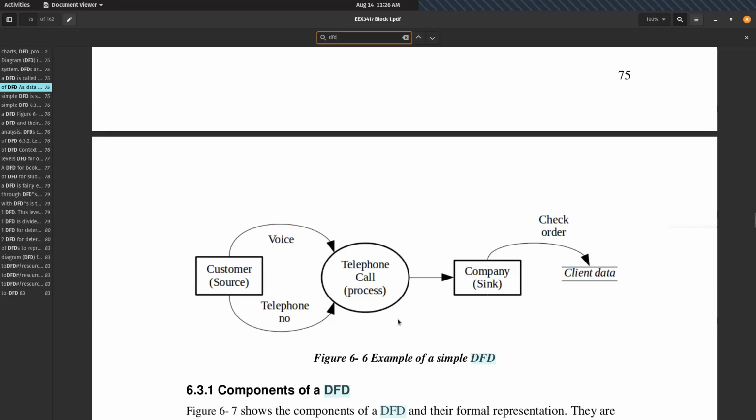Okay, now it is not really happening, but for easy understanding, we draw like this: voice to this system, telephone number to this system, telephone call. This is a process, and the company and the database.